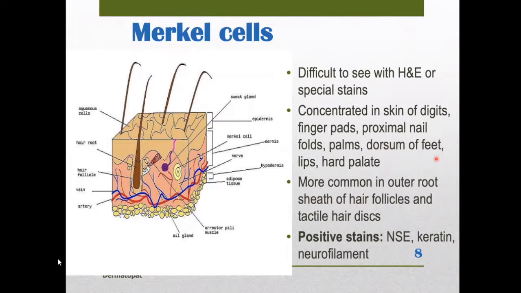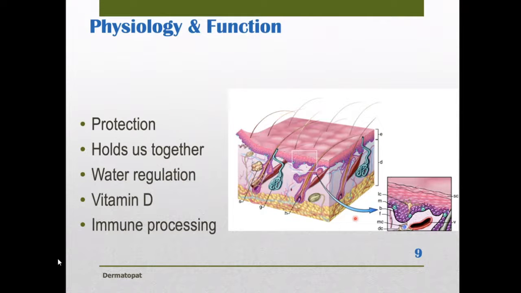So the special stains we use are NSE, meaning neuron specific enolase. There is keratin and neurofilament and the others. They are those we use when we want to diagnose this disease, the disease arising from Merkel cells.